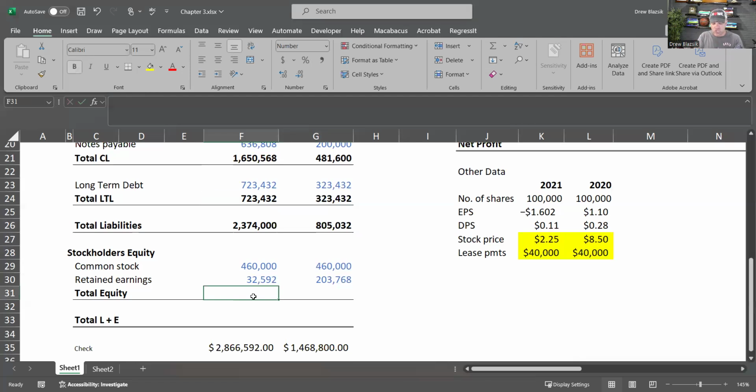Now, what do the shareholders, the owners of the company, own in the business, not a loan, not something that they owe? So what we have here, we got common stock. We got something called retained earnings. Okay.